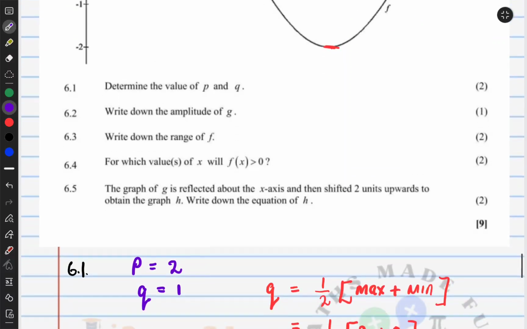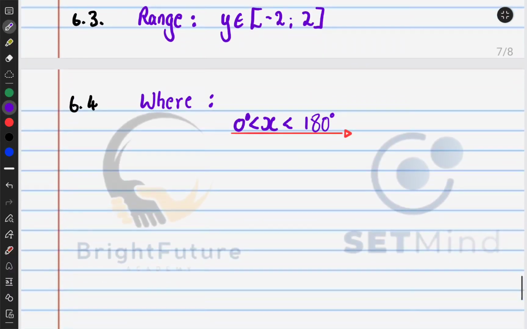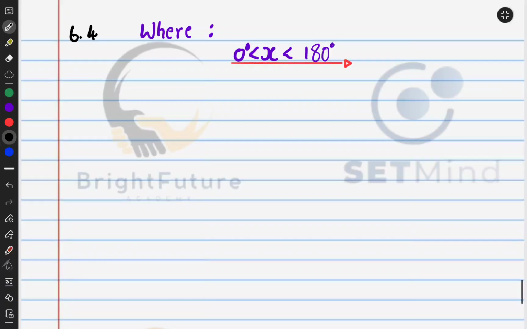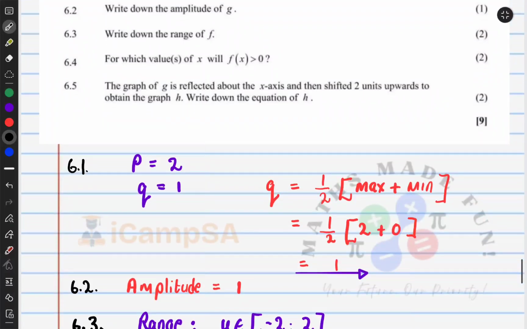Okay, and then for 6.5, the graph of g at x. What is the graph of g for 6.5? First thing first, let's come here. We already calculated q and it's 1. So the graph of g at x is equal to cos x plus 1. That's the original graph of g. What have they done to it now? It's reflected about the x-axis and then shifted 2 units upwards to obtain the new graph of h. Write down the equation for the graph of h.